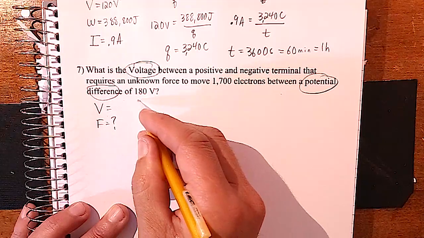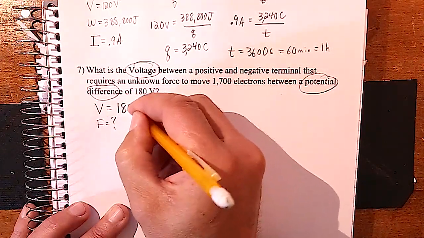What's the voltage if the potential difference is 180? The voltage is 180.